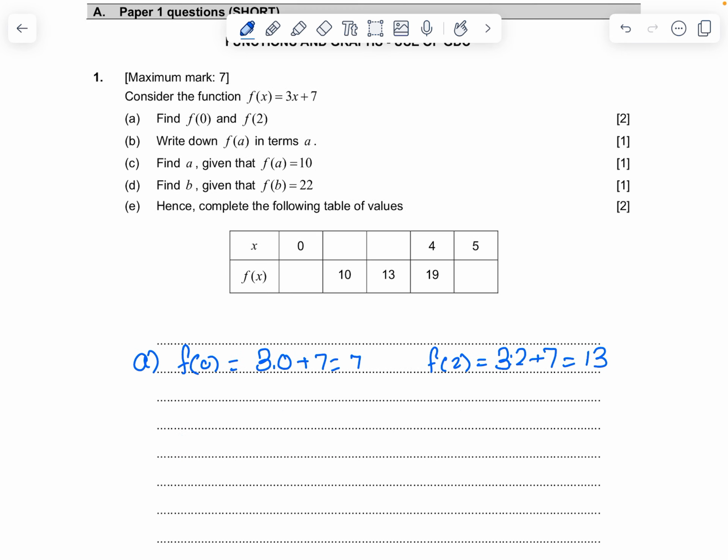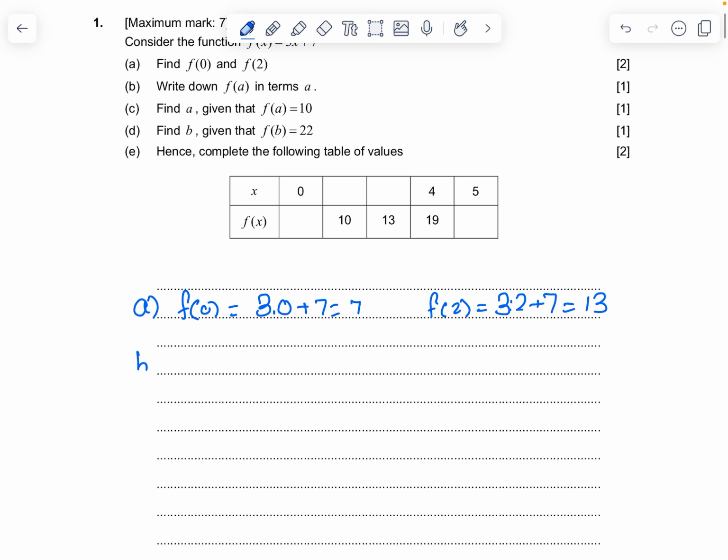Now write down f of a in terms of a. So f of a will be 3 times a plus 7. Find a given that f of a equals 10. So 3a plus 7 equals 10. So 3a equals 10 minus 7, which is 3. So a equals 1.